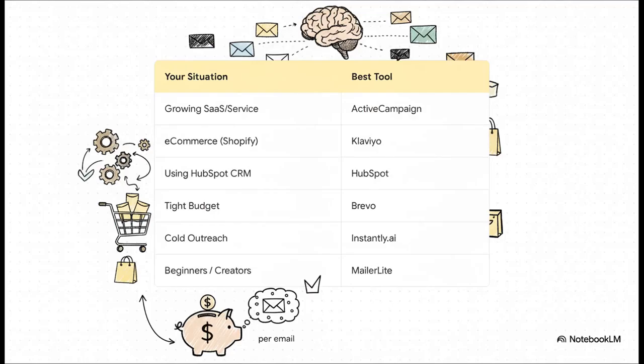Okay, here it is, the quick and dirty answer. If you're a growing SaaS or service business, you want ActiveCampaign. It's built for that kind of complex automation. If you're in e-commerce, especially on Shopify, it's a no-brainer. You go with Klaviyo. And hey, if you're on a tight budget but have a big list, check out Brevo. They charge per email, not per contact, which can be a game changer.